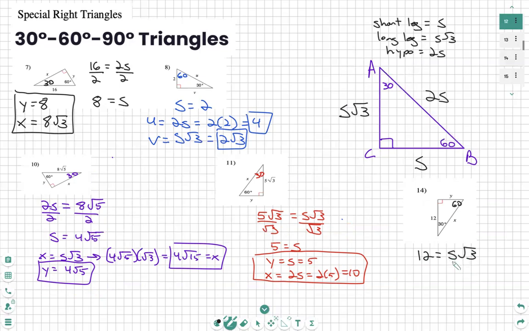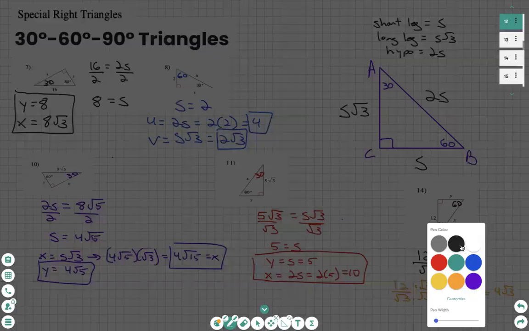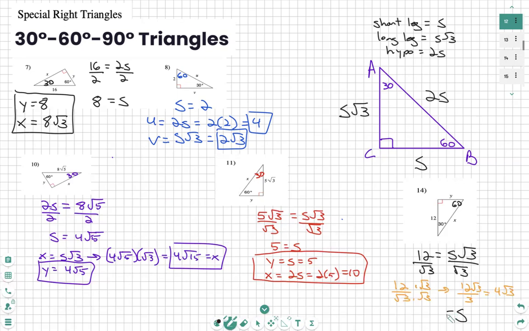What are we solving for? S. Divide both sides by root 3. Make sure you rationalize this by multiplying. So we're going to get 12 over root 3. Rationalize it by multiplying top and bottom by root 3. You get 12 root 3 over 3. Simplify that to 4 root 3. So remember, you may never have a square root in the denominator, so you have to rationalize it accordingly. So what we see after dividing by root 3 is S is equal to 4 root 3.